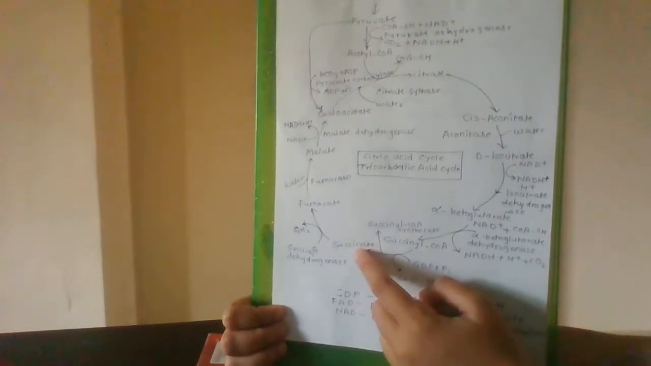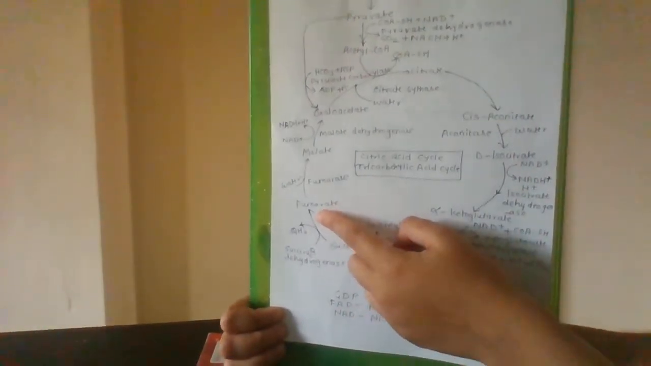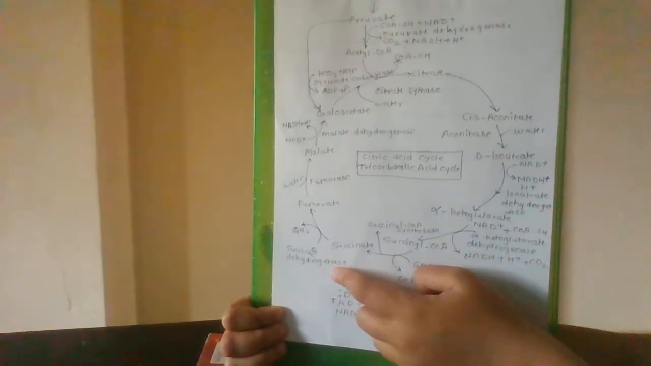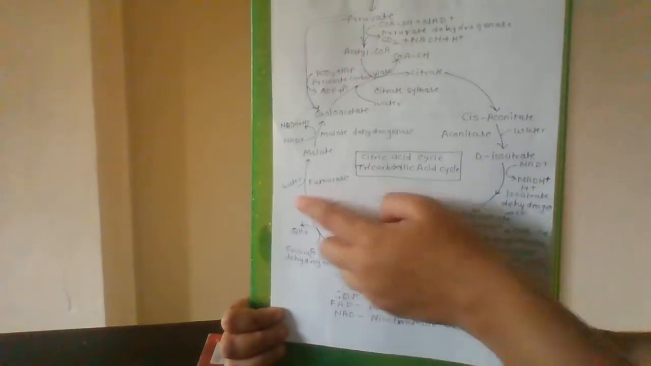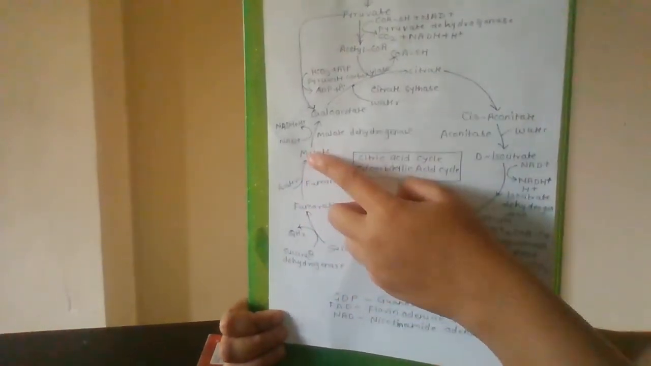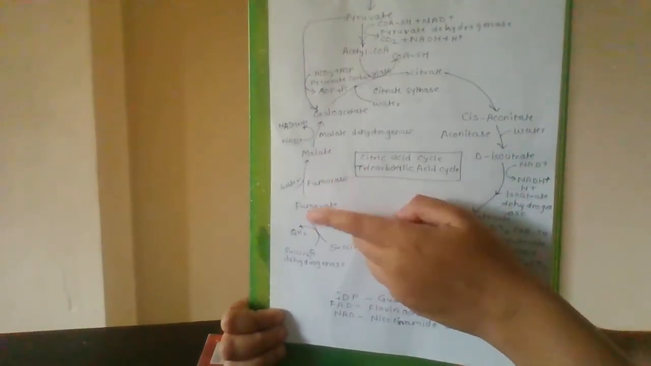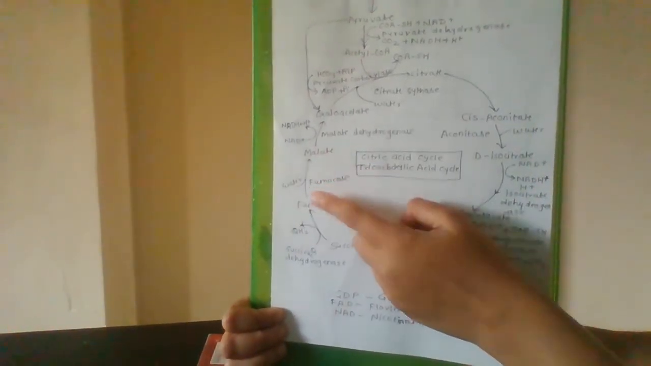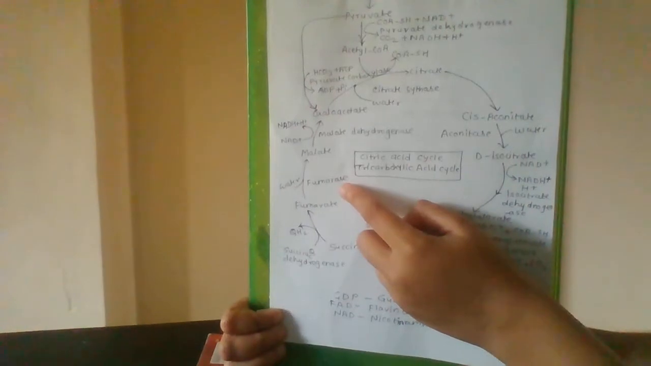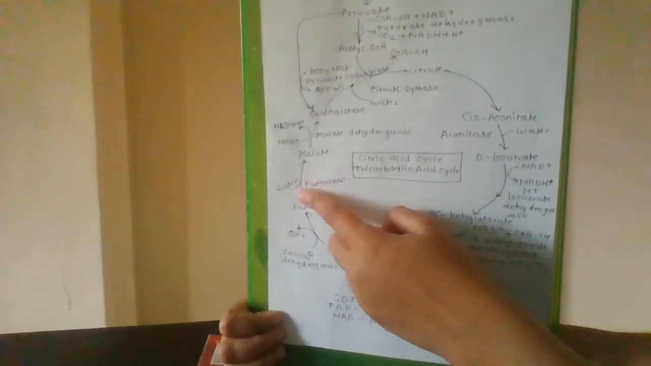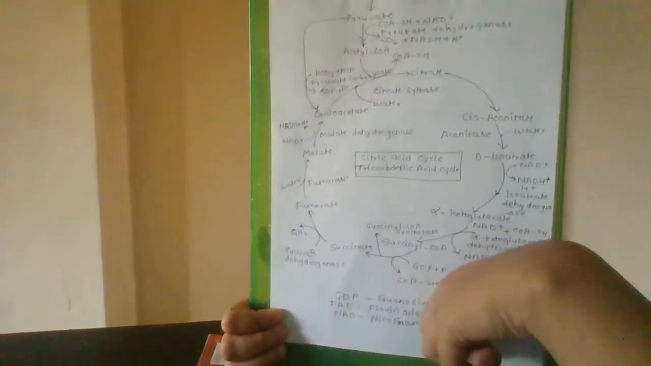Next, succinate gets converted into fumarate. The enzyme used is succinic dehydrogenase. Fumarate gets converted into malate. Fumarate, malate. The enzyme used is fumarase. Water gets added in this reaction. Okay.